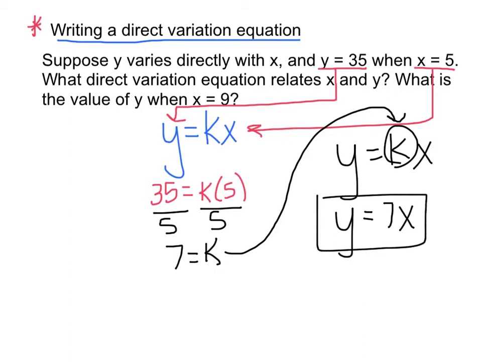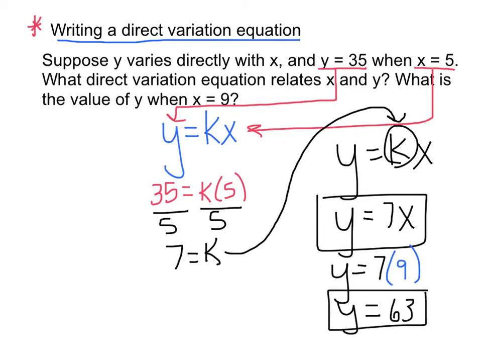That's the first problem. There's your equation. Y equals 7x. Now it asks, what's y when x is 9? So you take the 9 and you just plug the 9 in for x. And so the value of y would be 63. So this is your equation that relates x and y, and this is the value of y when x is 9.